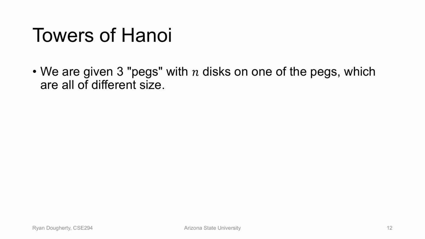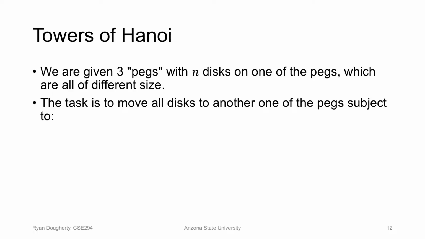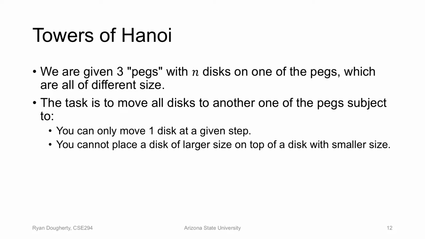No disk with the same size. And our goal basically is to move all of the disks onto one of the other pegs. One of the other ones, it doesn't matter which. And so we can't just directly move them because we're subject to the following restrictions. We can only move one disk at a time. And we cannot place a larger disk on top of a smaller disk.